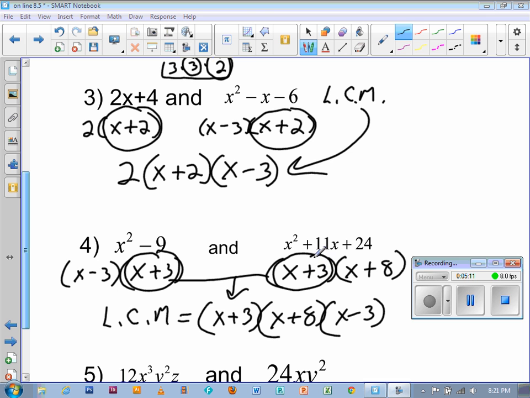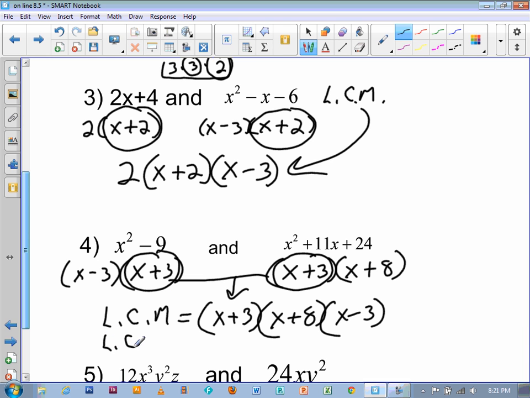The next trinomial, you would factor into two binomials. Notice again, I circled the factors that are in common, listed that once, and brought down what I refer to as the leftovers. That becomes our LCM, least common multiple. We can also refer to this as the least common denominator when you get into adding and subtracting fractions.